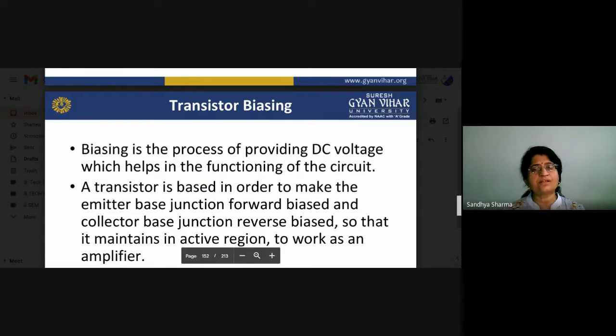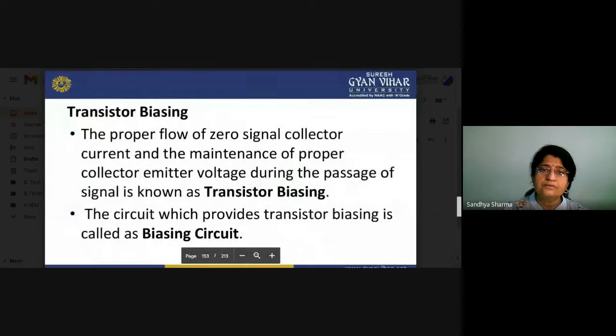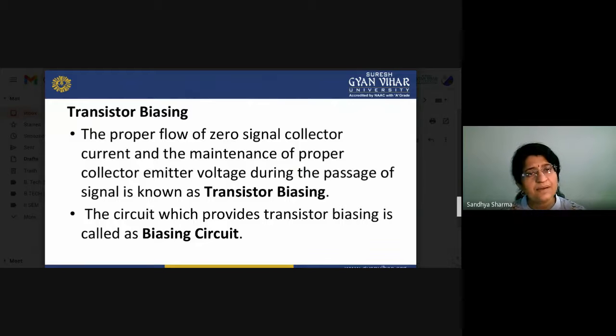If you want the transistor to work as an amplifier, your transistor should always be in the active region, and for that you have to provide the emitter-to-base junction always forward biased and the collector-to-base junction reverse biased. And this is only possible with the help of our biasing process.